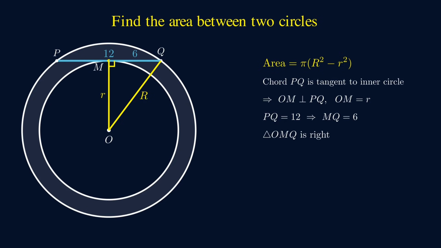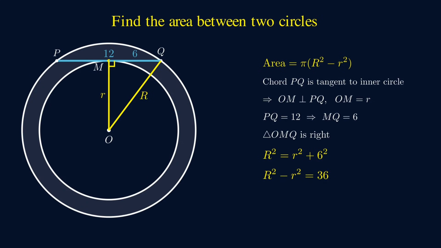So without doing anything fancy, we can apply the Pythagorean theorem to triangle OMQ. The hypotenuse is OQ, which is R, and the legs are r and 6. That gives us this expression, R squared equals r squared plus 6 squared. So immediately we can rewrite that as R squared minus r squared equals 36.